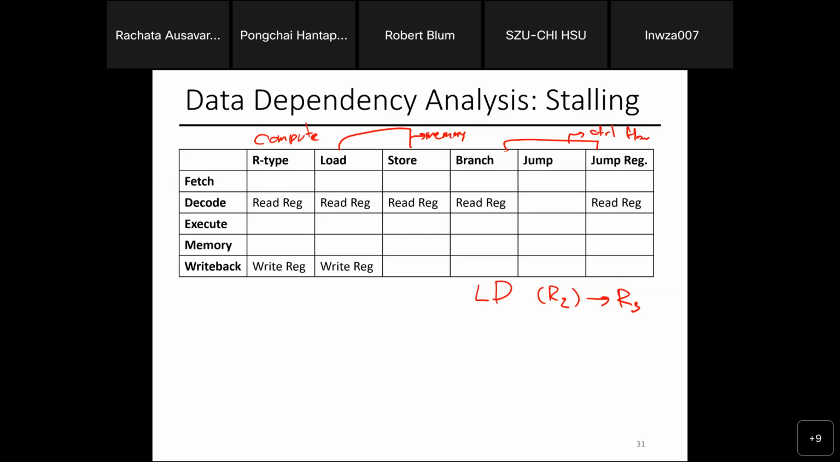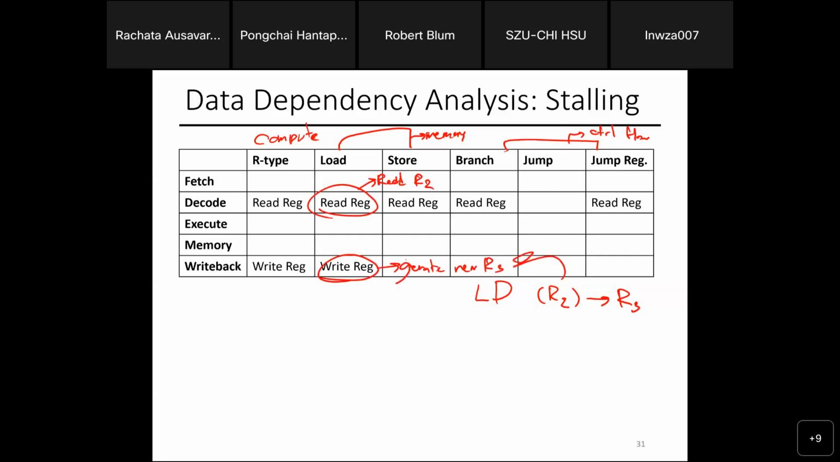And before I can proceed with the load, I need to make sure R2 is updated. That's why I have both the read register, because in this case, you need to read R2, right? And also at the end, it generates R3. So it's basically generating a new R3.